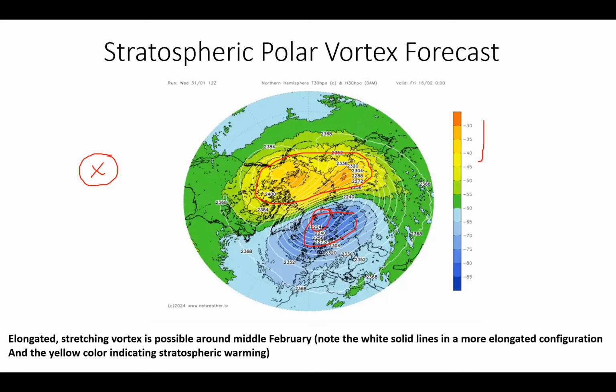This forecast, by the way, is for the 16th of February, okay? So we're still about 16 days out from this period. We have a signature of warming, and if you look at these white solid lines, these height contour lines, they're more elongated or stretched out. So what we're expecting with the stratospheric polar vortex over time is some significant warming in the stratosphere again, yet another round of this. It's possible around mid-February, and we're expecting more of an elongated or stretched out polar vortex.